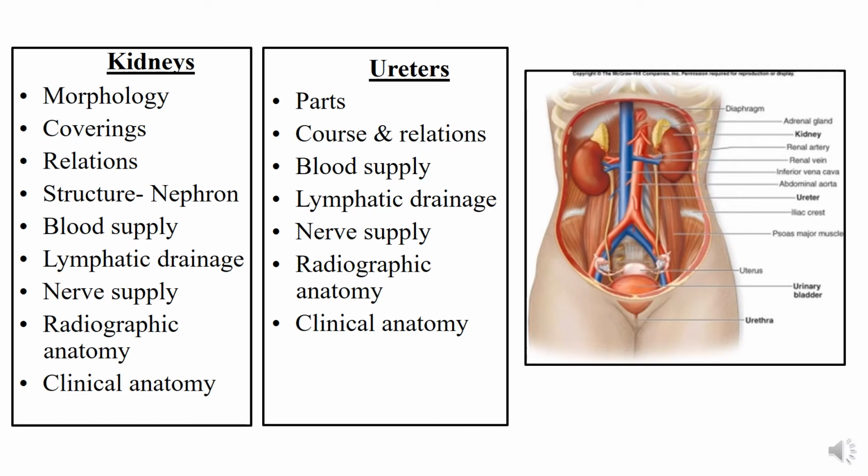Once we finish from the kidney, we will move to talk about the ureters. We will know the parts of the ureters, the course and relations of the ureter as it descends from the kidney to the bladder. We will talk about the blood supply, the lymphatic drainage, and the nerve supply of the ureters. And also, we will discuss some clinical anatomy and radiographic anatomy related to the ureters.